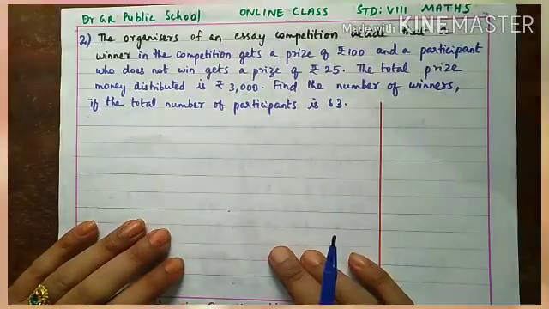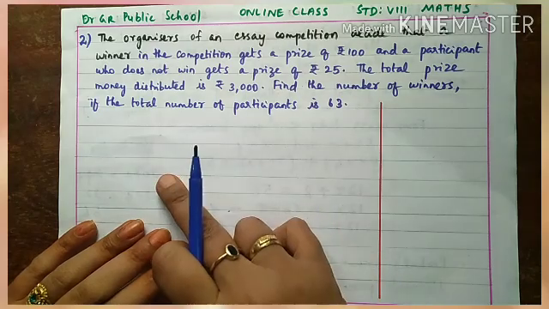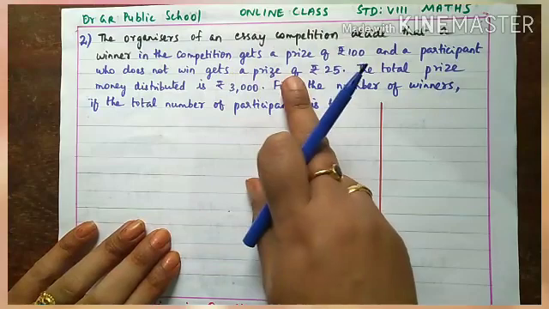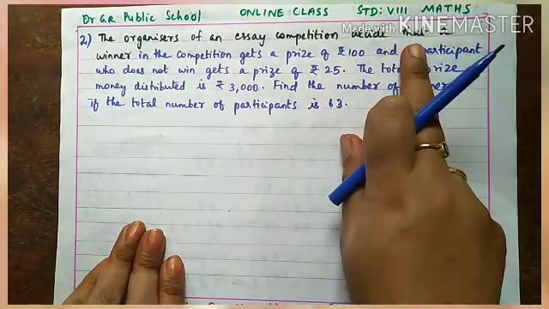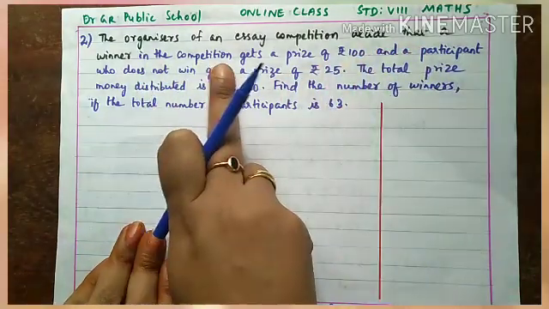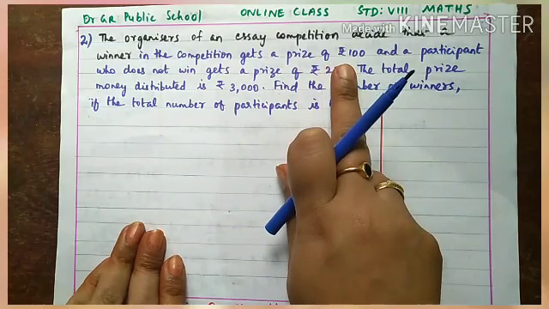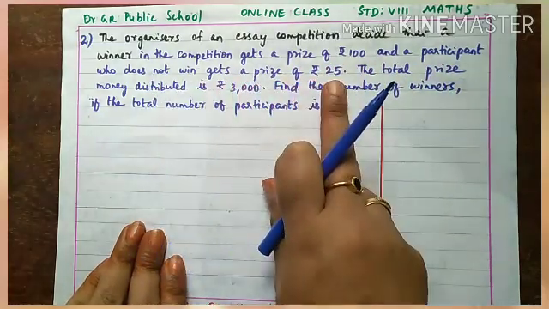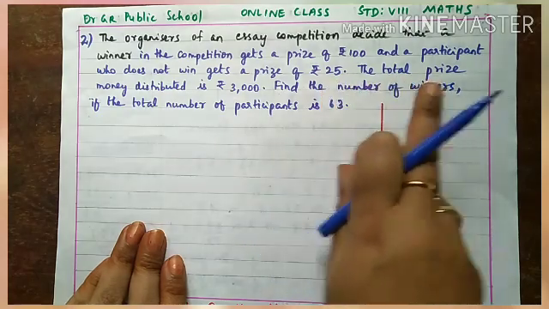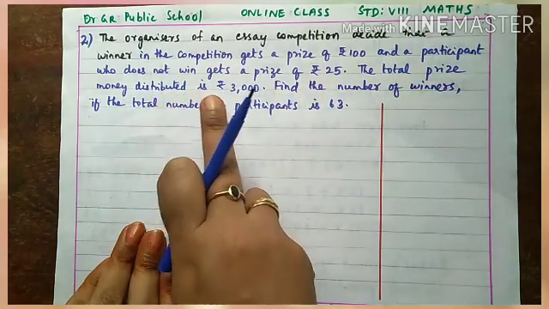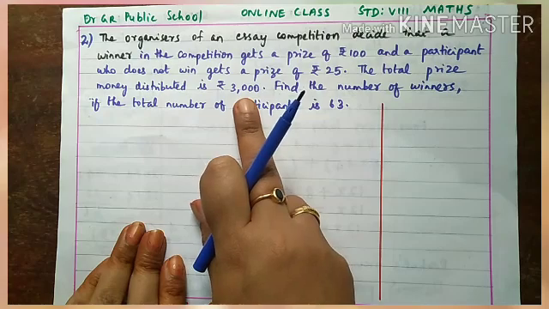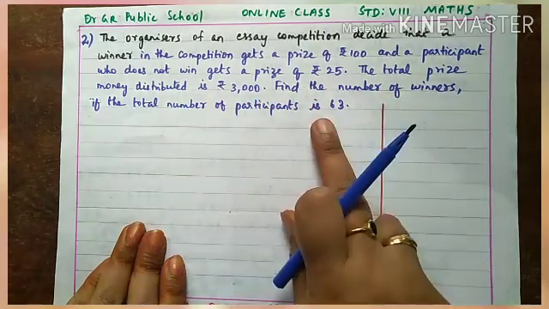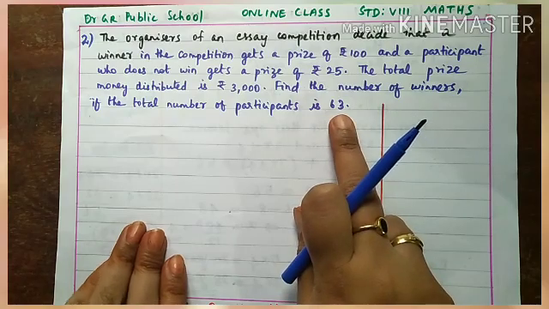Yes, now your second question, children. Read the question. The organizers of an essay competition decide that a winner in the competition gets a prize of ₹100 and a participant who does not win gets a prize of ₹25. The total prize money distributed is ₹3,000. Find the number of winners if the total number of participants is 63.